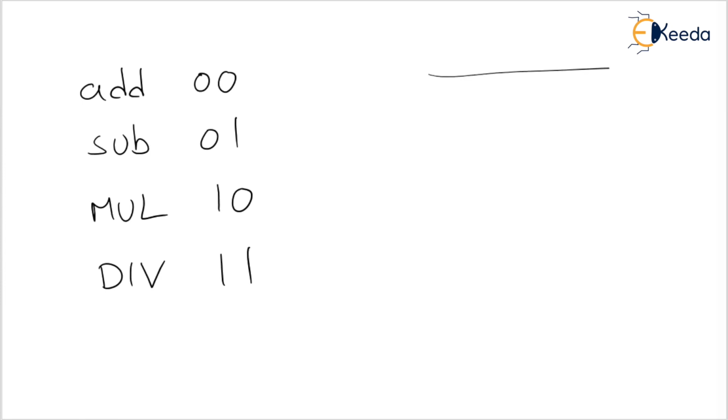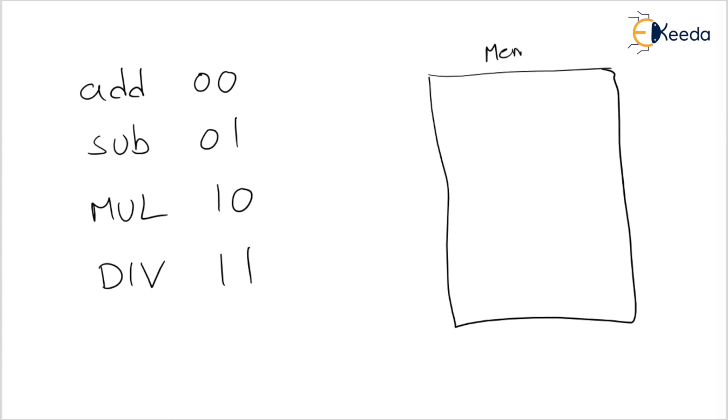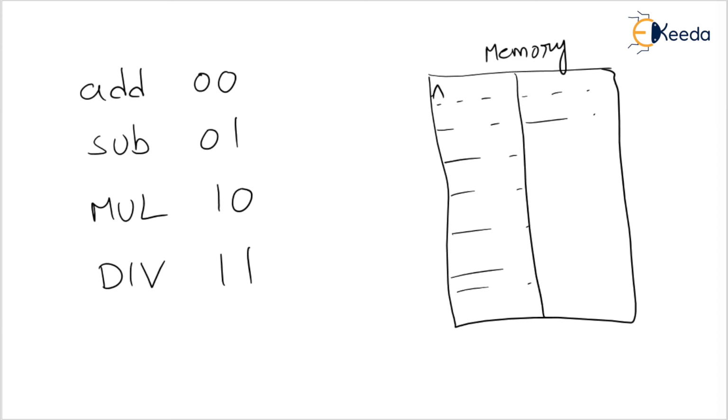Now you see, this is memory. In this memory there are address locations. For each instruction there is a separate address location. This is the address location, and this is the data. Now I am writing the data: 00, 10, 00, 00.